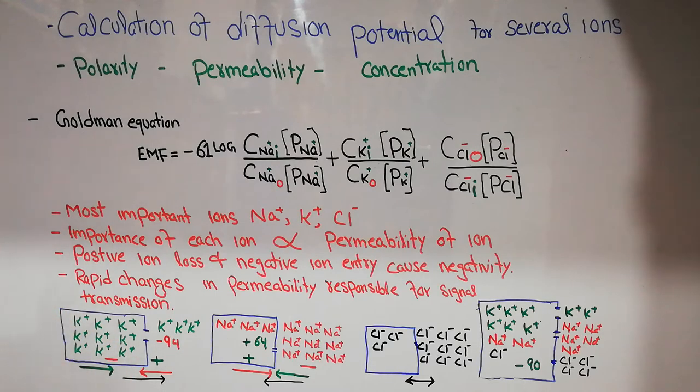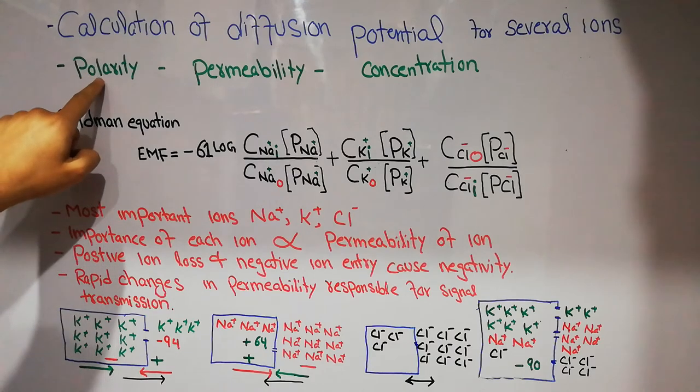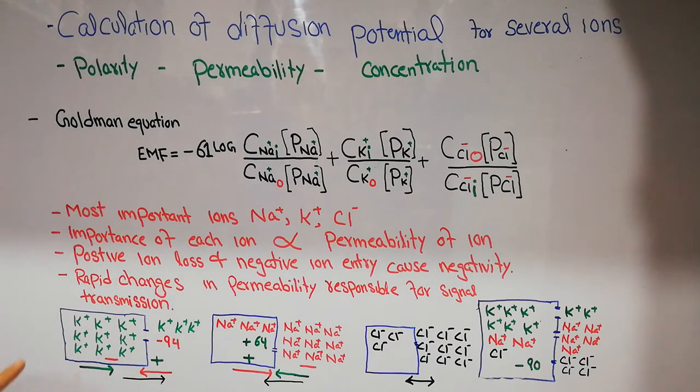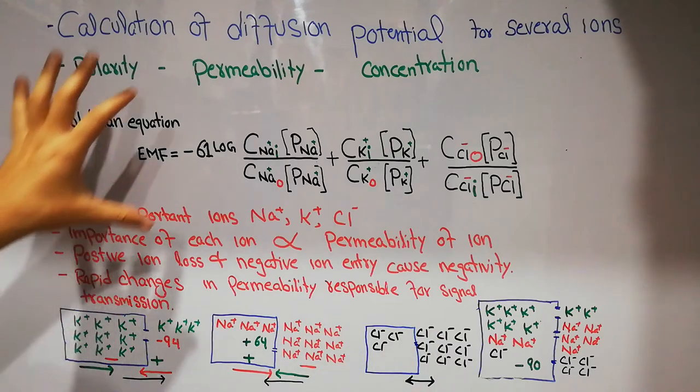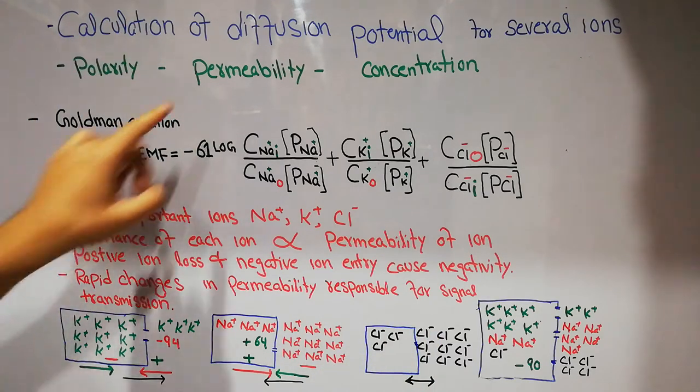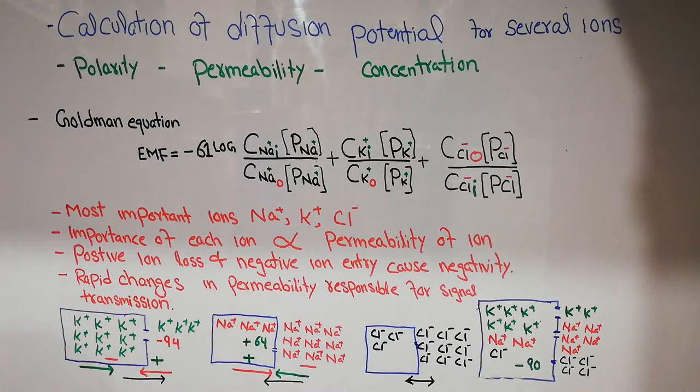The most important factors that contribute in the Goldman equation for the calculation of membrane potential are the polarity of the ions, whether the ion is positive or negative. Then it's also dependent upon the permeability of the membrane for a specific ion. For example, for potassium, the permeability is very high. For sodium, it's a bit low, and for chloride, it's almost negligible.